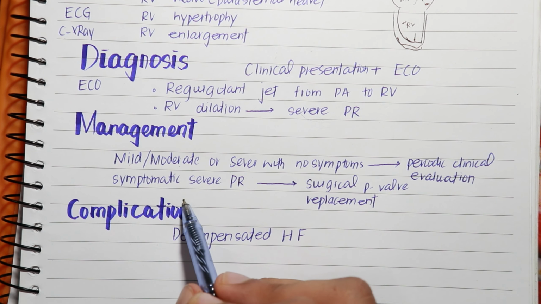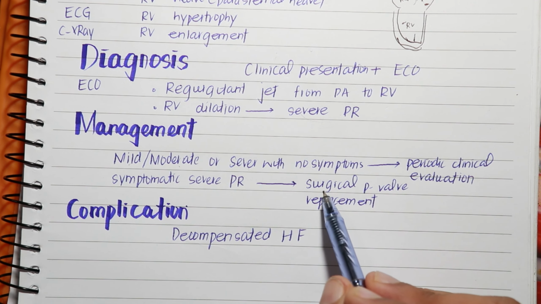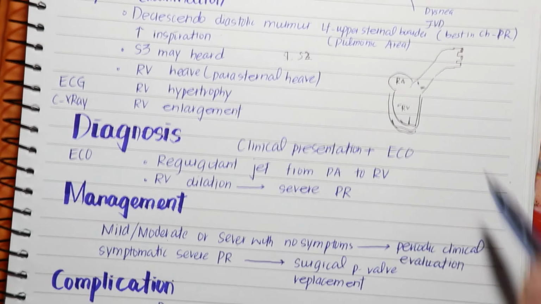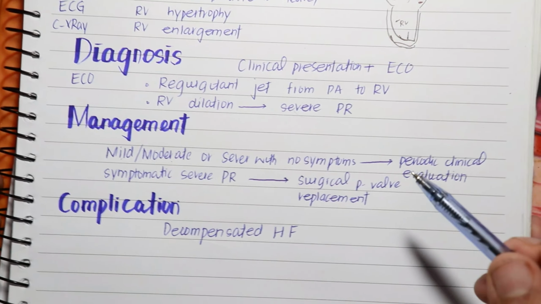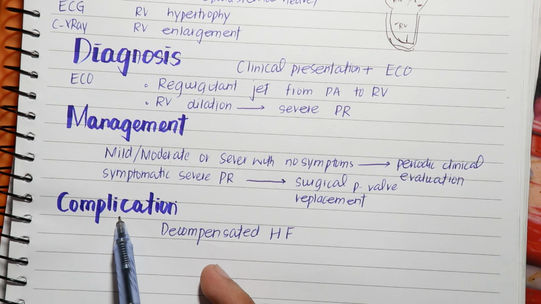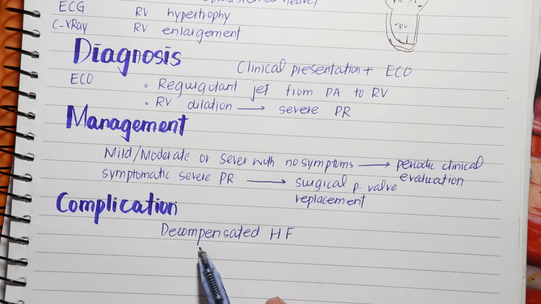In case of severe pulmonic regurgitation, the definitive treatment is surgical pulmonic valve replacement. You replace this valve with a new one. And if you don't do so, what could be the complication? The complication could be decompensated heart failure.